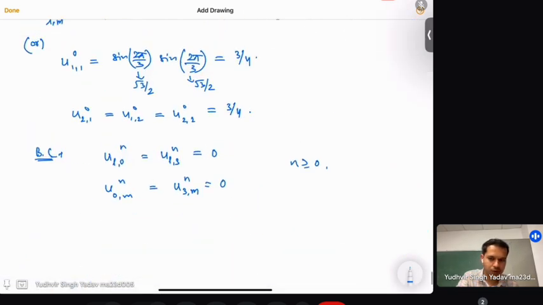So this is all about the ADI method and how to solve the two-dimensional heat equations more efficiently.